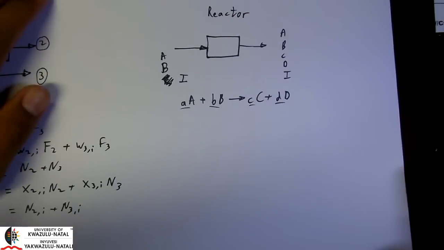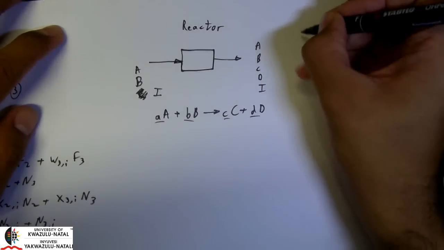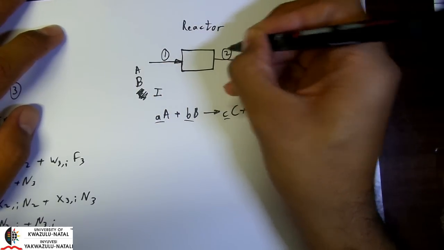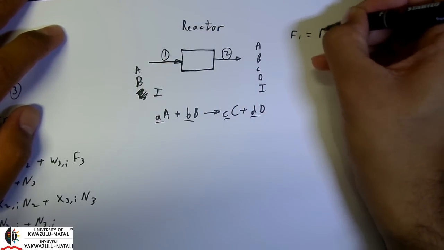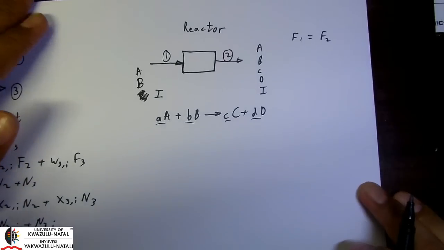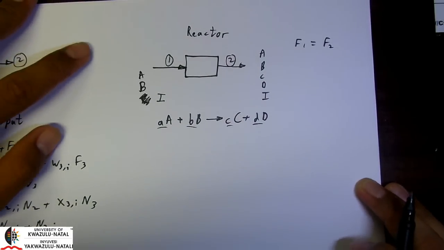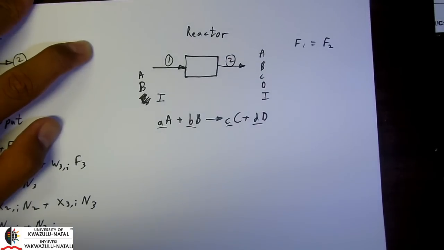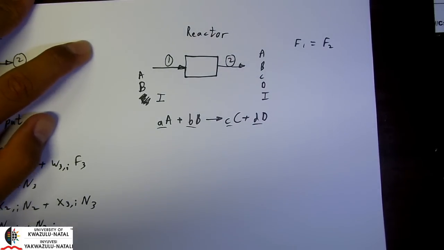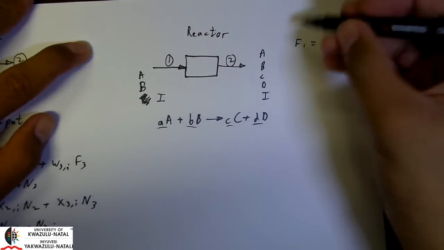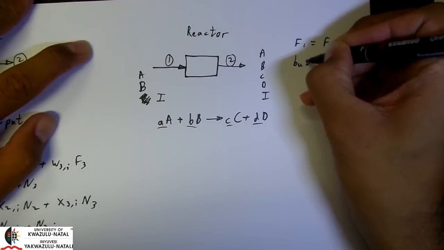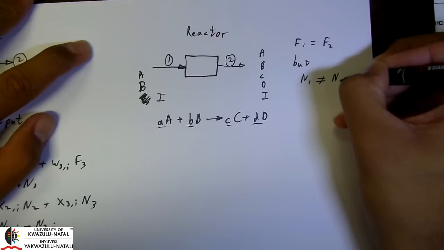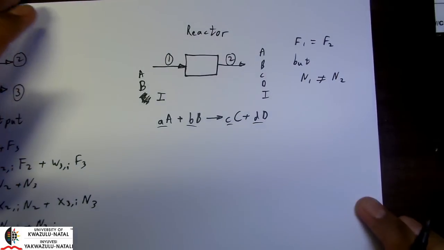When talking in total terms, we can still say that if this is stream 1 and that's stream 2, F1 is still equal to F2. Okay, so we will get a total conservation of mass. That will not change. However, the total number of moles will not be the same. It will change.